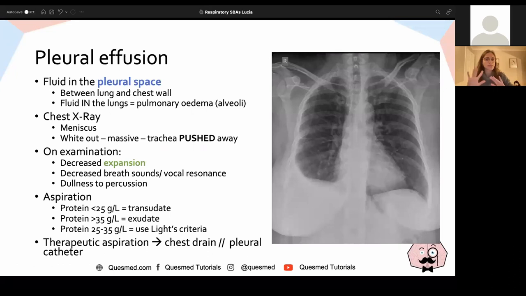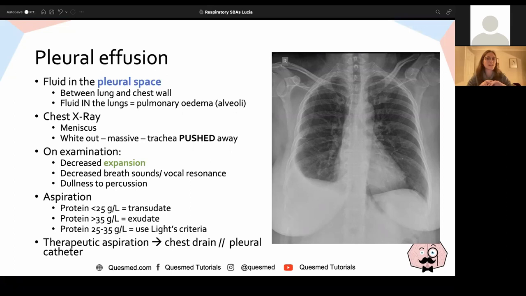Things that you might have picked up on examination, like in our previous patient, there'll be decreased chest expansion, there'll be decreased breath sounds and vocal resonance, and you'll be looking for dullness to percussion. And in patients that do have large pleural effusions, this is very satisfying to go and do, because it is exactly what it sounds like, nothing. It's completely quiet and it's very dull, and it's a sign you can elicit very well.